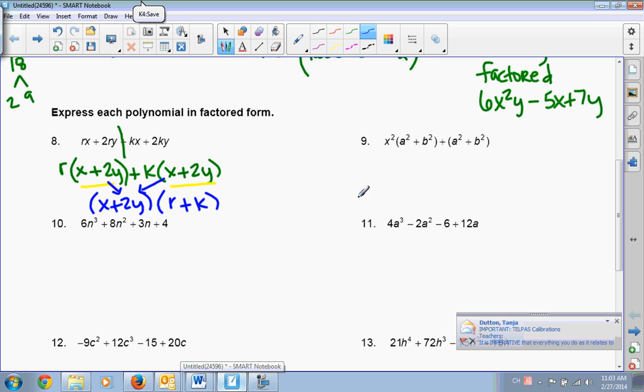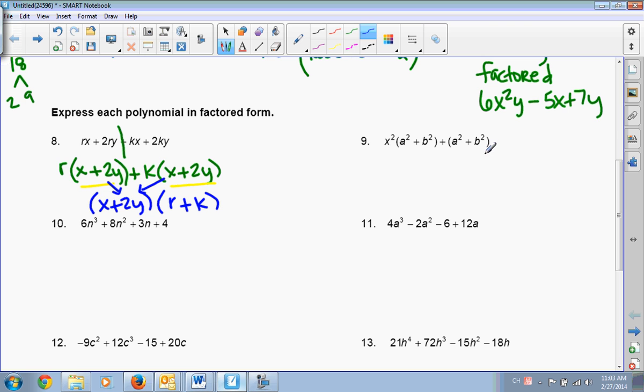Okay, number 9 is already factored for you because look, you've got the 2 parentheses, and don't they already match? A squared plus b squared, a squared plus b squared, they already match, right? So that's part of your answer. A squared plus b squared is your first binomial.